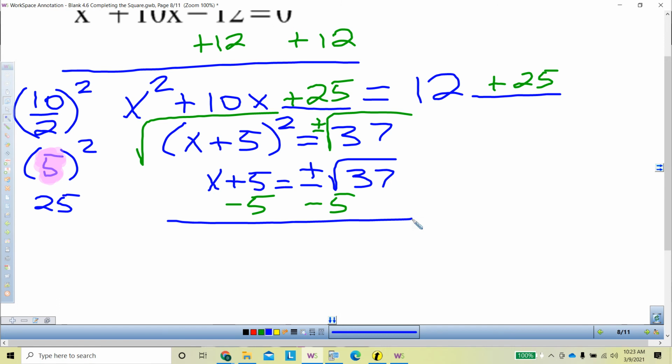It'll kind of make you crazy because you have to do a lot of thinking along the way as you do that. So x equals -5 plus or minus square root of 37. Done.